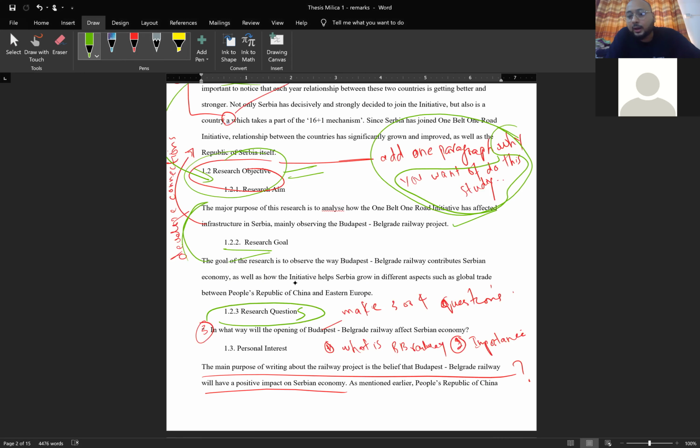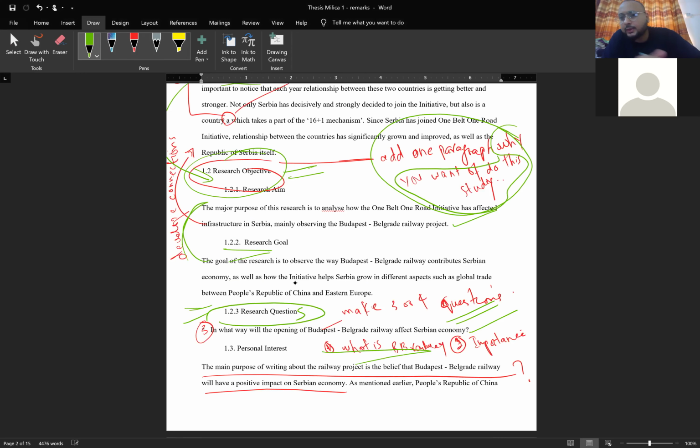Or you can ask, how big is the effect of this Budapest and Belgrade railway on the economy, why is it so important? And lastly, you can add, in what way will the opening of the Budapest railway affect our economy? First of all, you can talk about what the research question is going to be, and what this BB railway project is, and all these you will answer.